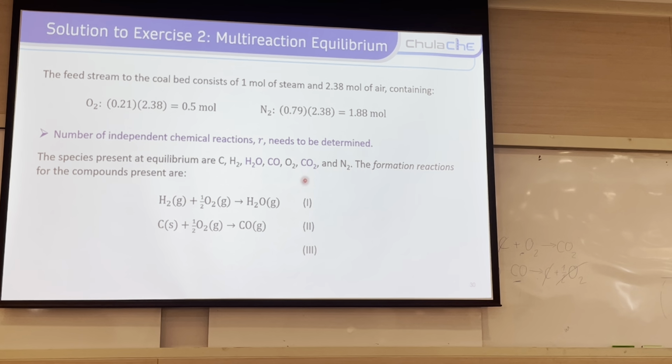Same with the carbon dioxide. It just uses carbon reacting with oxygen, and this one uses 1 mole of oxygen. You can get the carbon dioxide.